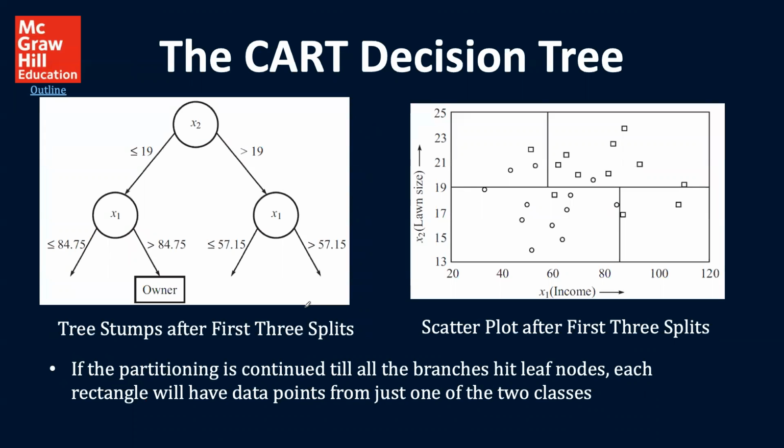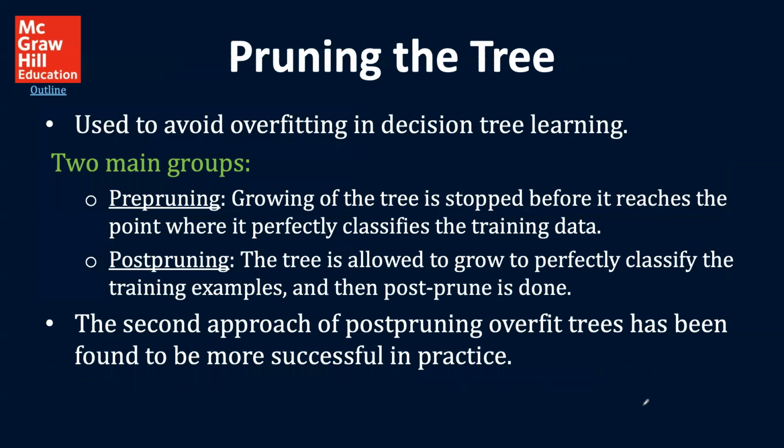So now we continue that process, and we have the tree stumps after the first three splits. And here we have the scatter plot after the first three splits. And so we're starting to get a little bit better. If the partitioning is continued till all the branches are leaf nodes, each rectangle will have data points from just one of the two classes. And so that would be a good way of finishing that up.